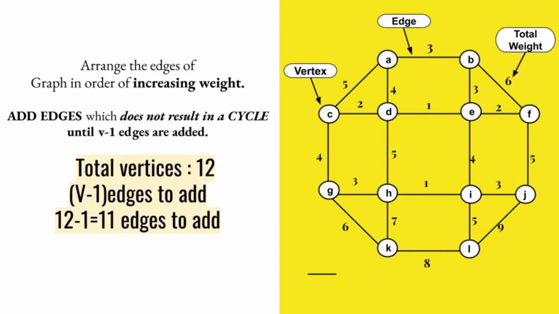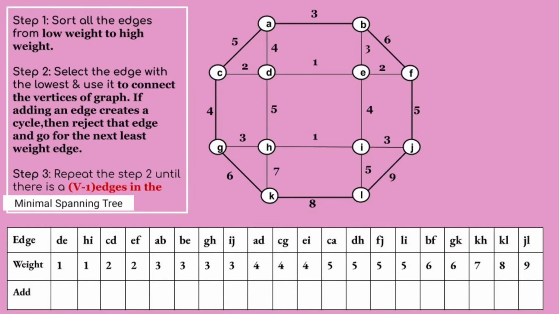For Kruskal's algorithm, we need to arrange the edges of graph in order of increasing weight, which is, from low weight to high weight. And for Kruskal algorithm, we are using add button. By using the formula v-1, we need to add edges which does not result in a cycle forms until v-1 edges are added. Step 1 says, sort all the edges from low weight to high weight. To make it easier, we can make a table for the edge, weight and add button. Also, we can see all the edges has been arranged from the lowest weight to the highest weight.